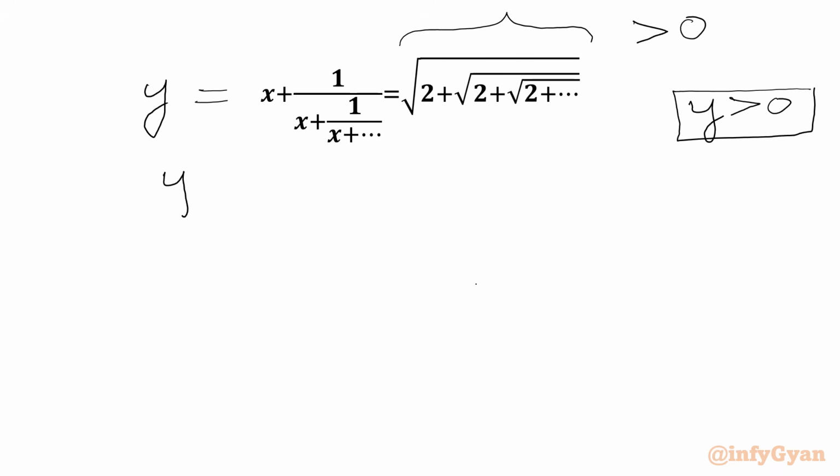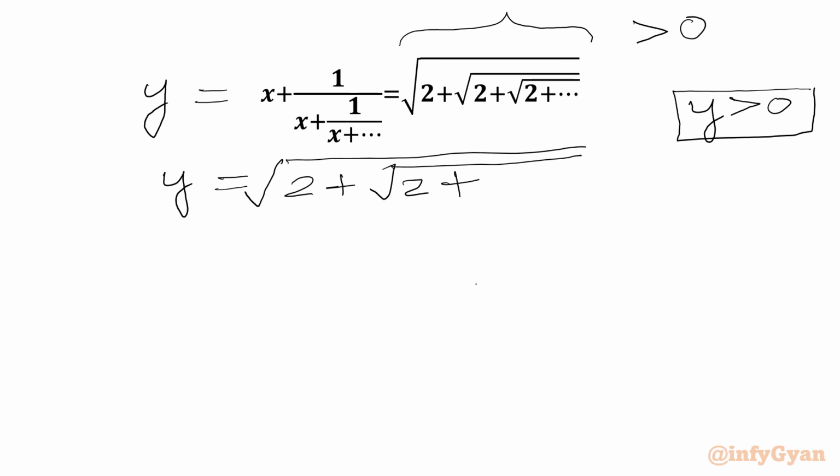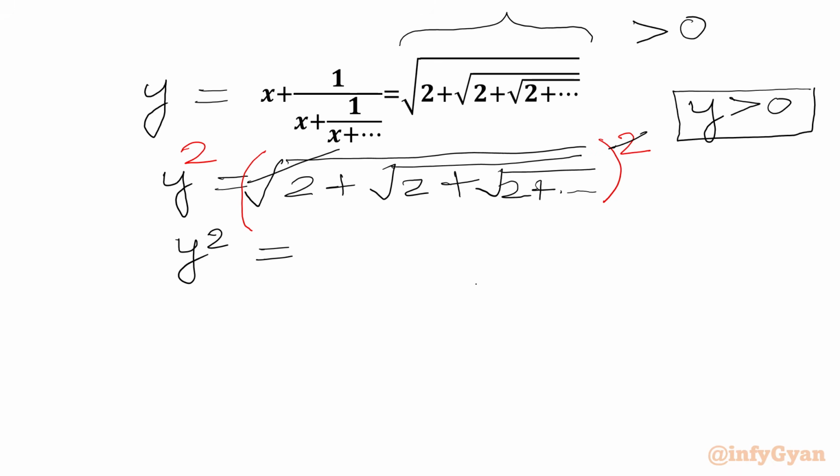Now we will equate y with a square root of 2 plus a square root of 2 plus a square root of 2 plus up to infinity. Now we will be squaring both sides. So we will put power 2 here and we will put power 2 in RHS also. Now we can cancel a square root with a square from right hand side. We will write equation y square equal to 2 plus square root of 2 plus square root of 2 plus up to infinity.